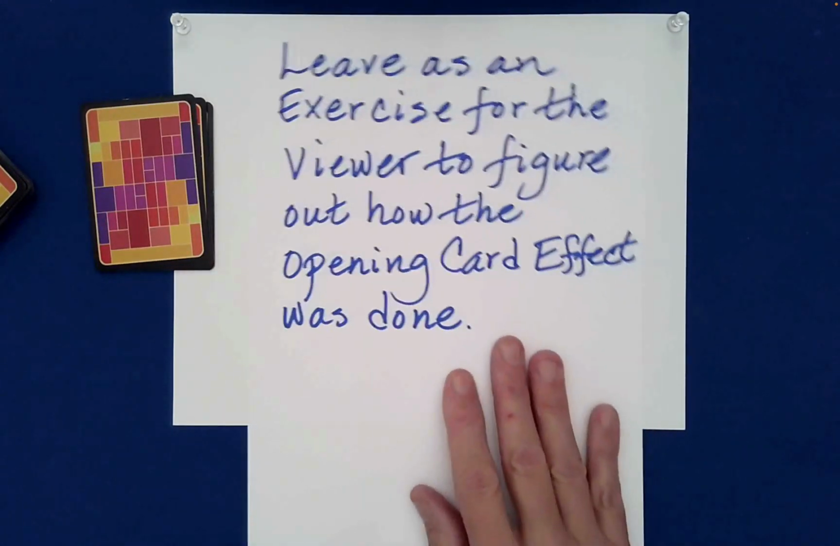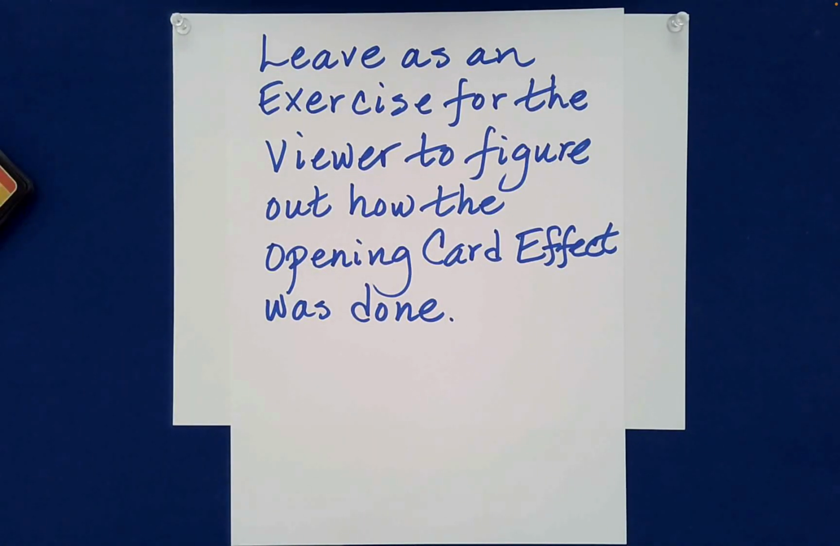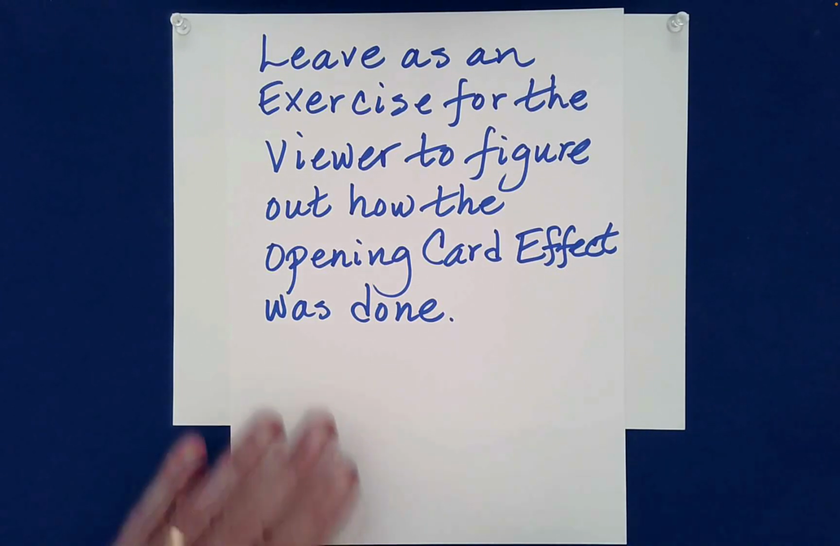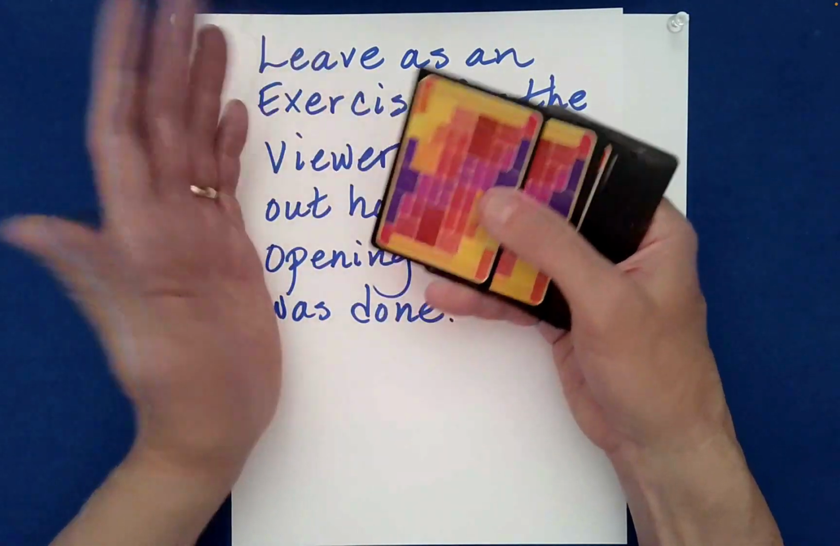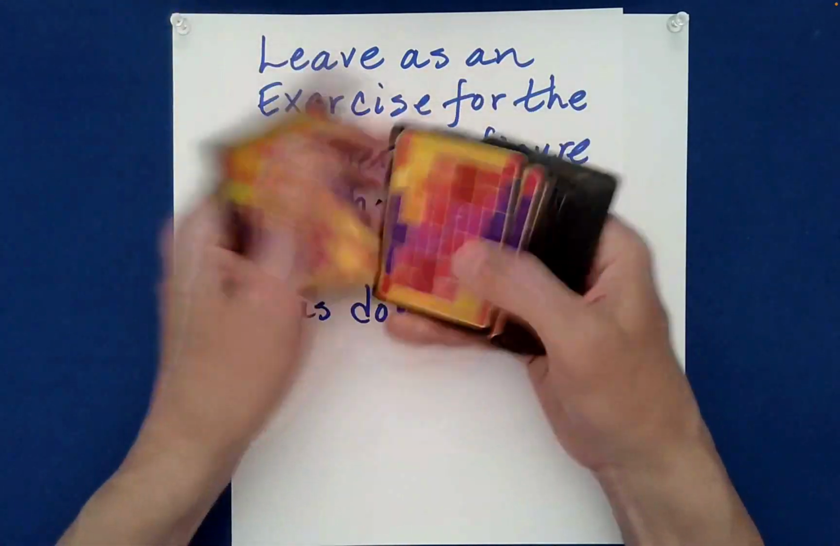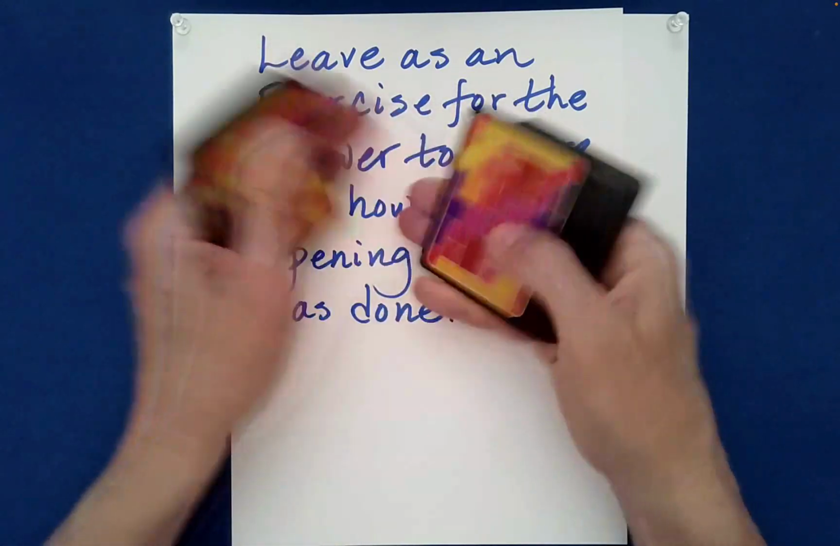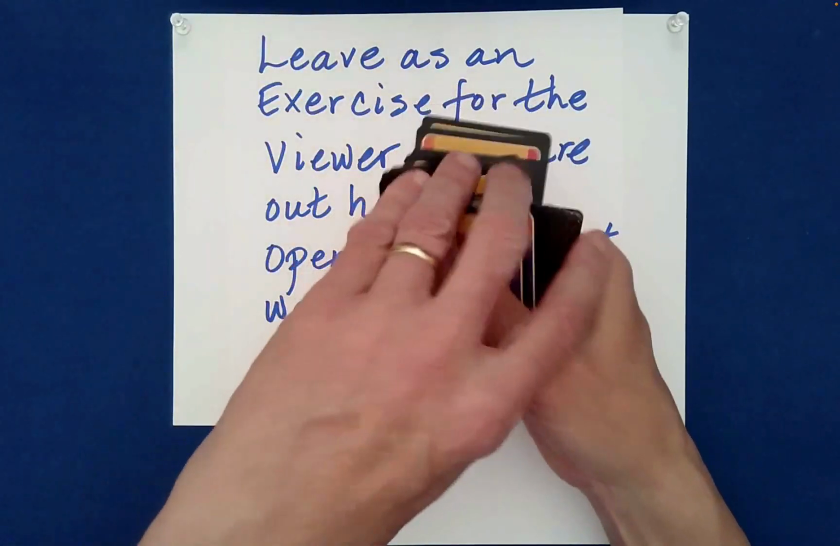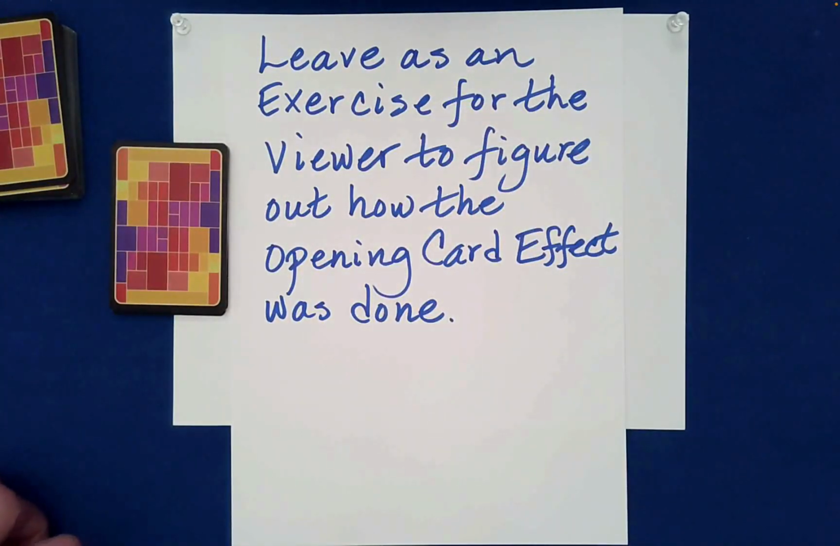Okay, and so here I just have a statement I leave as an exercise for the viewer to figure out how the opening card effect was done. Well, I think you probably already know how it was done, right? Because if you go back to the beginning, we had 8 pairs, so 16 cards. 1, 2, 3, 4, 5, 6, 7, 8, 9, 10, 11, 12, 13, 14, 15, 16 cards. In fact, maybe we should go through the calculations for this.